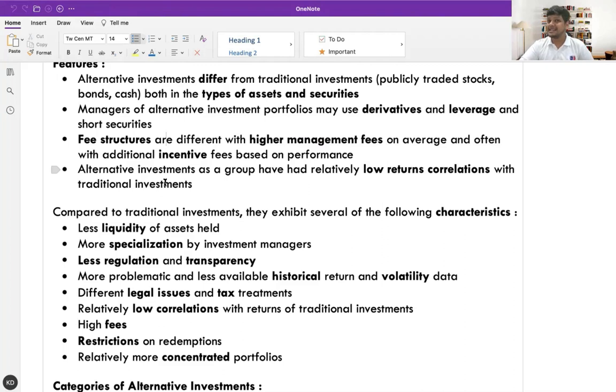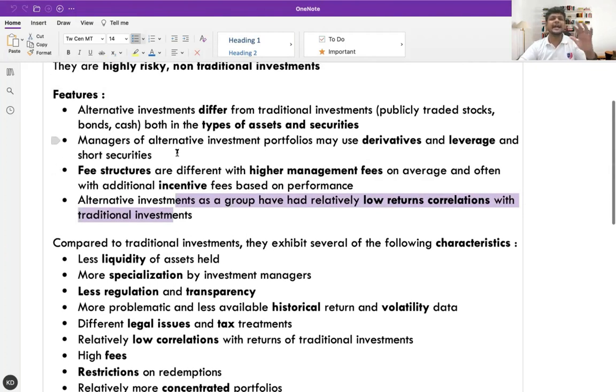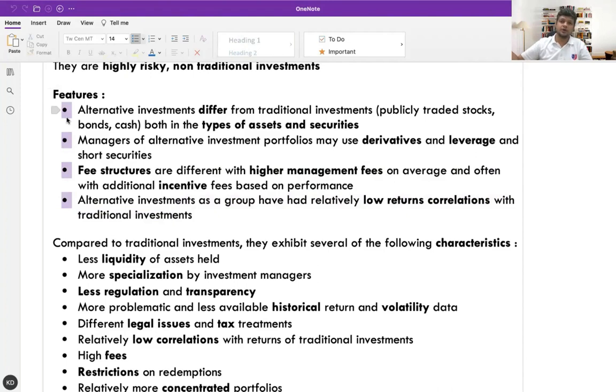Second, since they are very risky, but the risk becomes very low when you compare their correlation with the other assets. So alternative investments as a group have relatively lower correlations when compared to the traditional investments. Equity, debt, and cash are traditional investments. Anything beyond that is going to be part of alternative investments, but not everything is alternative. The common features should be that they may use derivatives and leverage, the fee structure is different, they have an incentive component, and their return correlation is low.